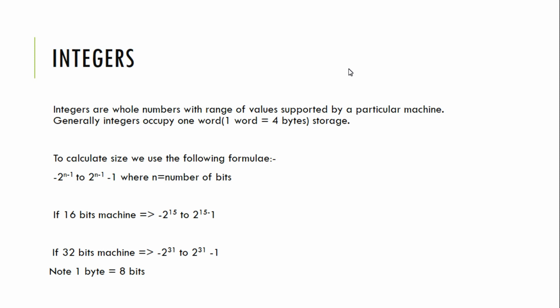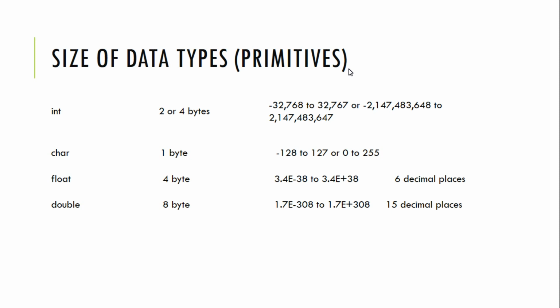Now in the previous slide we have seen that for int, that is integer, the size is 2 or 4 bytes. It depends on the computer. We have discussed it in the previous videos. And accordingly we are given two ranges of values. For 2 bytes, the values that can be stored range from minus 32,768 to 32,767. And for 4 bytes it is minus 2,147,483,648 to positive 2,147,483,647.